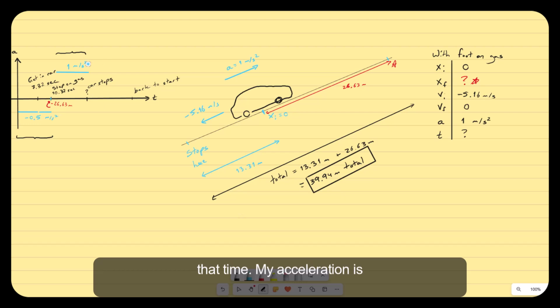During that time, my acceleration is still 1 meter per second squared. So now I'm doing this problem. This was questions 1 and 2. This is question 3. Now I'm doing question 4.